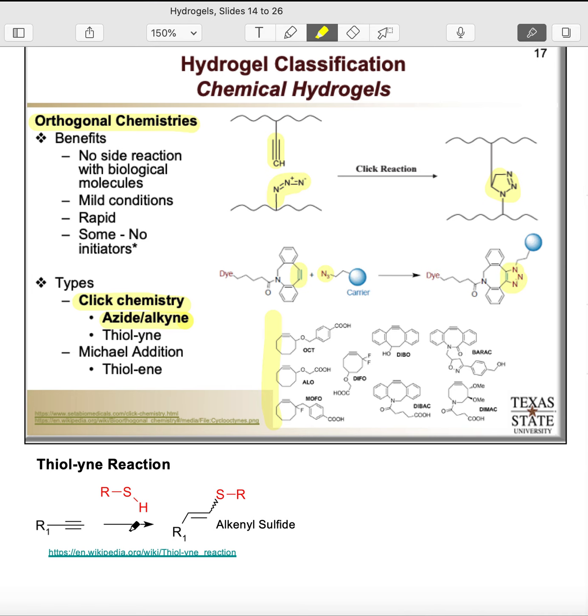So what we have is a thiol molecule, meaning a molecule that has this sulfhydryl group. That thiol molecule can react with a yne, which means a triple bond between two carbons, basically an alkyne, that's what it is. And we react that alkyne and that thiol molecule in order to form an alkenyl sulfide system. That reaction can be carried out in the presence of UV light or utilizing a radical initiator. And it's just another method that has been utilized lately to be able to form or cross-link hydrogels.